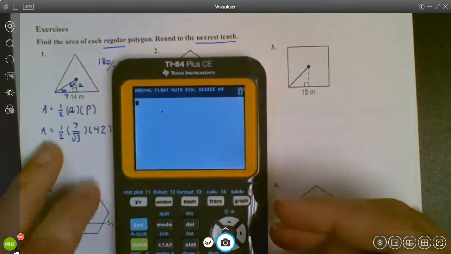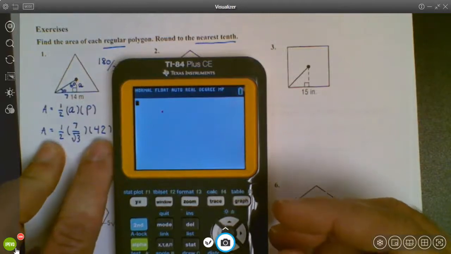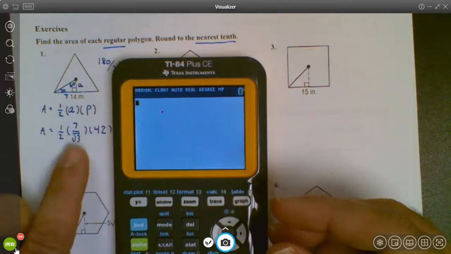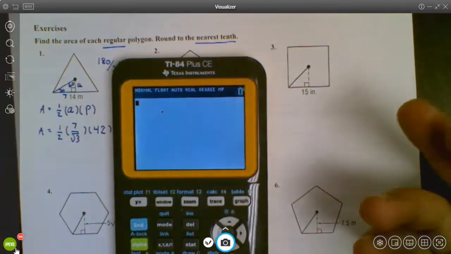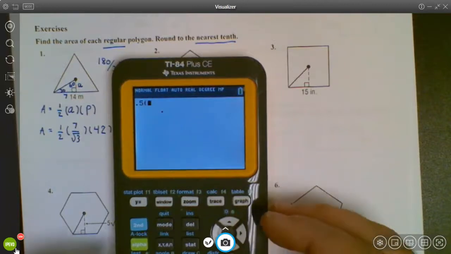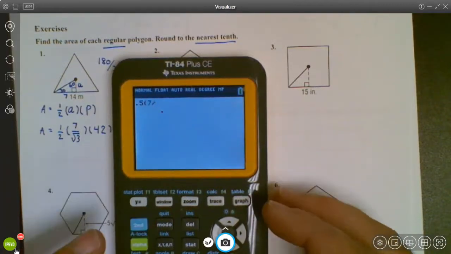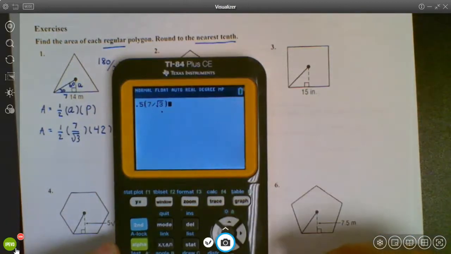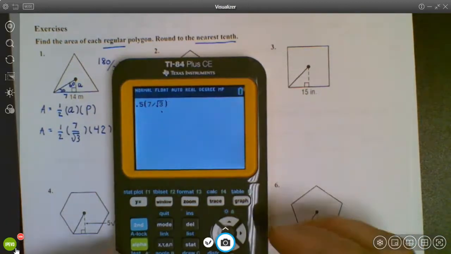If you wanted to take a little shortcut, you could look at this and say, well, I know half of 42 is 21. So I could do 21 times this, or you could just punch it all in. It really doesn't matter. I'll just put it all in for now. So 7 over the square root of 3 times 42.